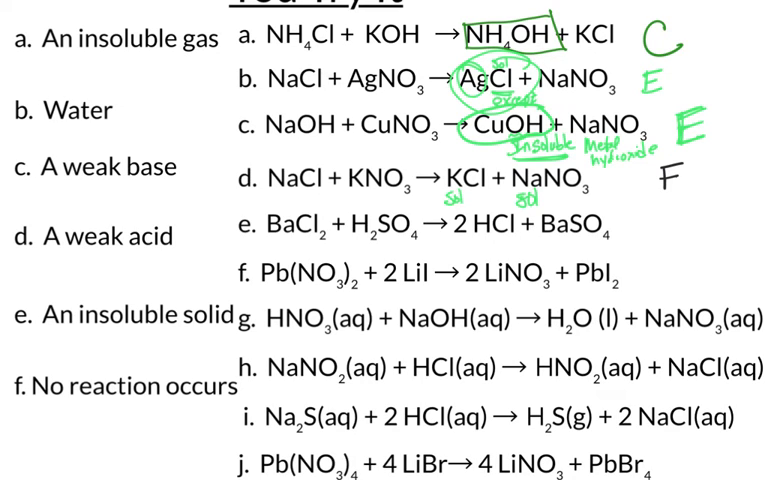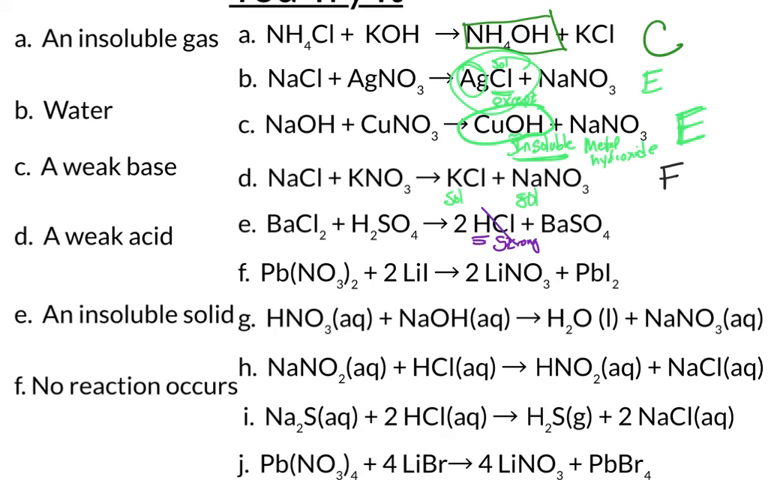Looking at question E, we can look at the products and see that we have hydrogen chloride and barium sulfate. First we'll look for an insoluble gas, and we do not see one. Then water, we do not see that. We do not see any bases. And next we're going to look for a weak acid. So first off, you should see that there is an acid here. But this is not a weak acid, this is a strong acid. So that is not the answer.